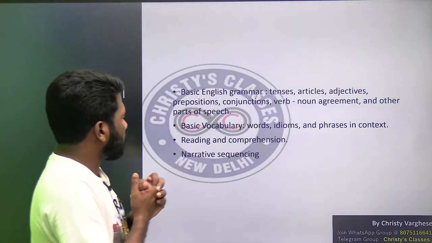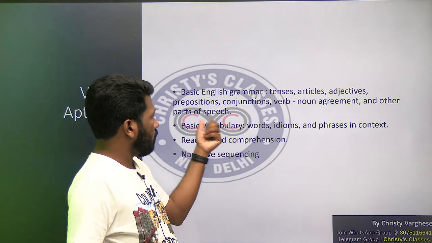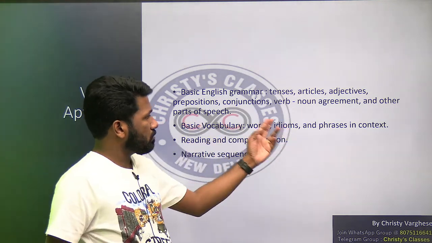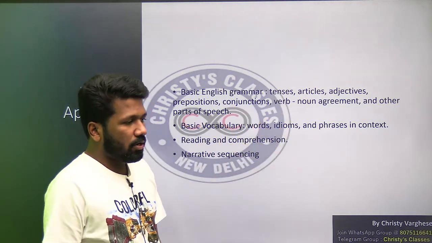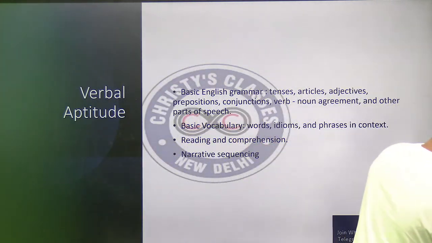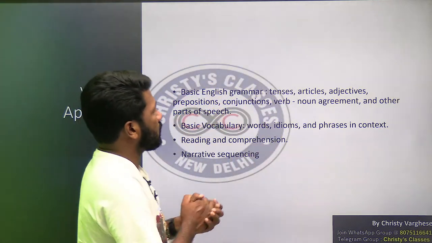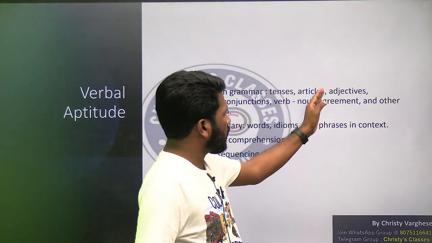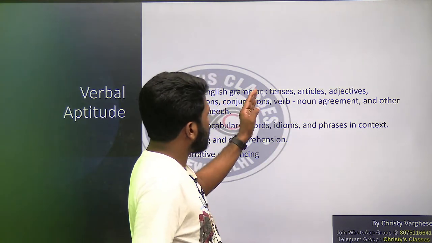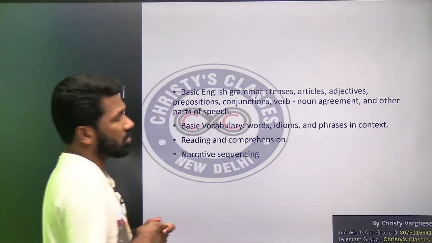So verbal aptitude is what we are discussing now. In the last classes, comprehension is done. Vocabulary we are doing now. Idioms, phrases we have already discussed. Homophones we have discussed. And today we are starting English grammar. This is the syllabus mentioned: tenses, articles, adjectives, prepositions, conjunctions, subject verb agreement and other parts of speech.